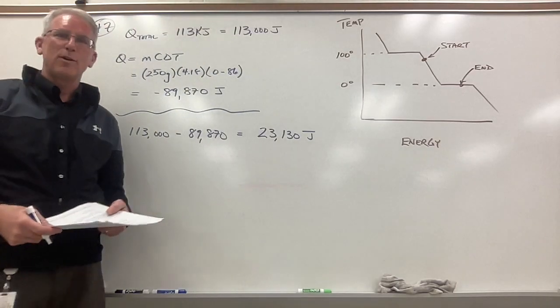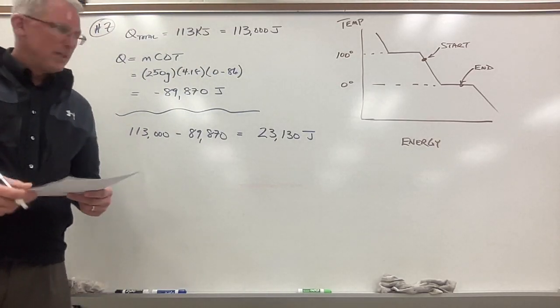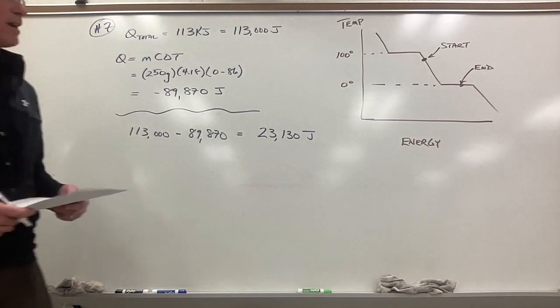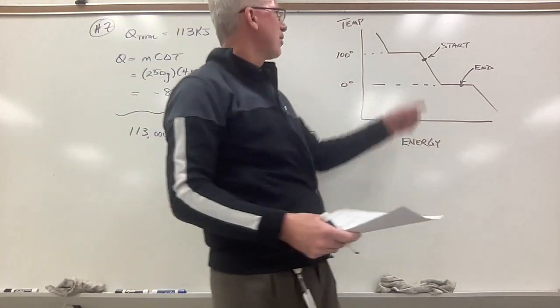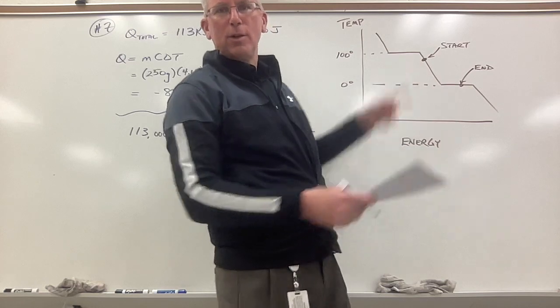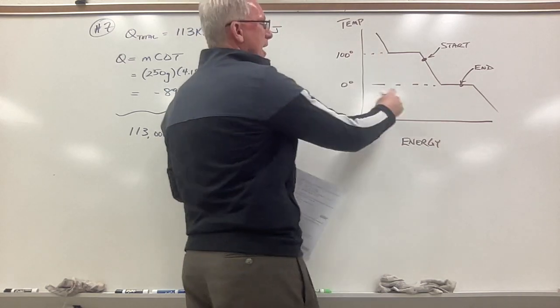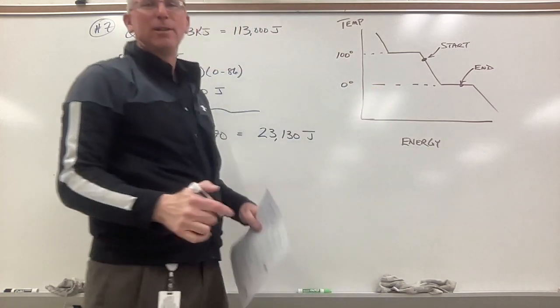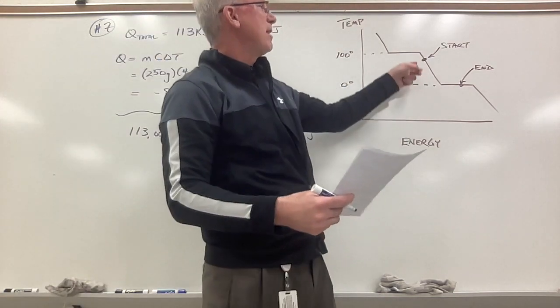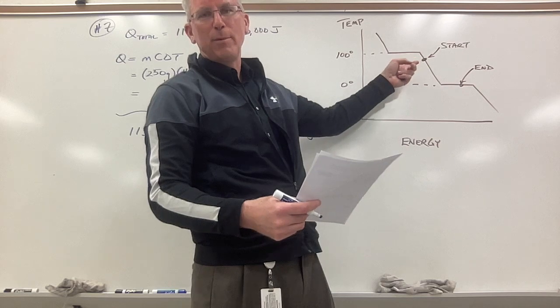Okay, this is how you solve question number 7. You're told that you have a 25-gram sample and that you're going to start at 86 degrees. So we know this is water. Water has a boiling point of 100 and a freezing point of 0. So 86 is between there. So I'm just going to say we're going to start right around here.